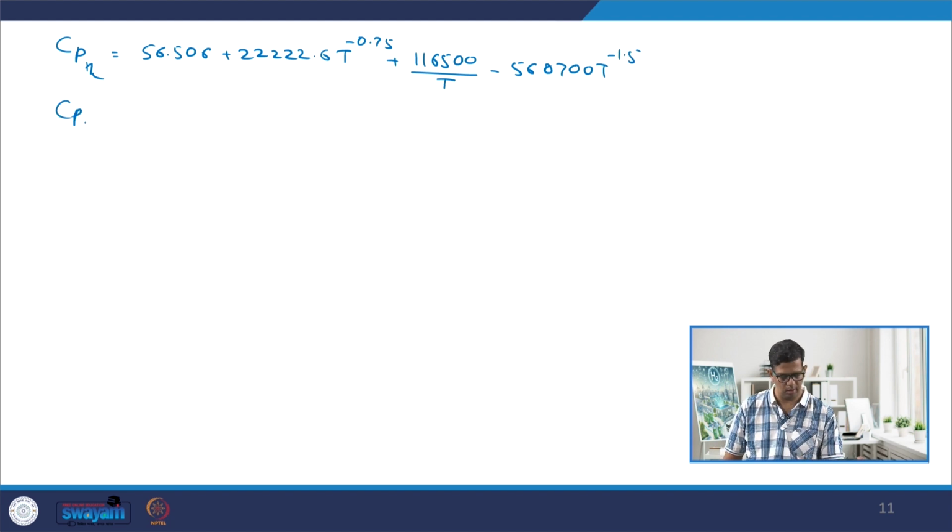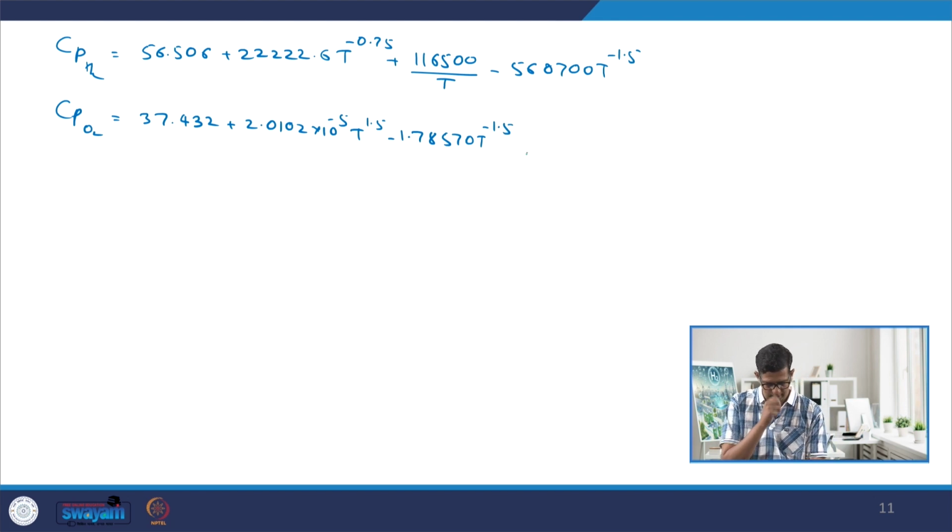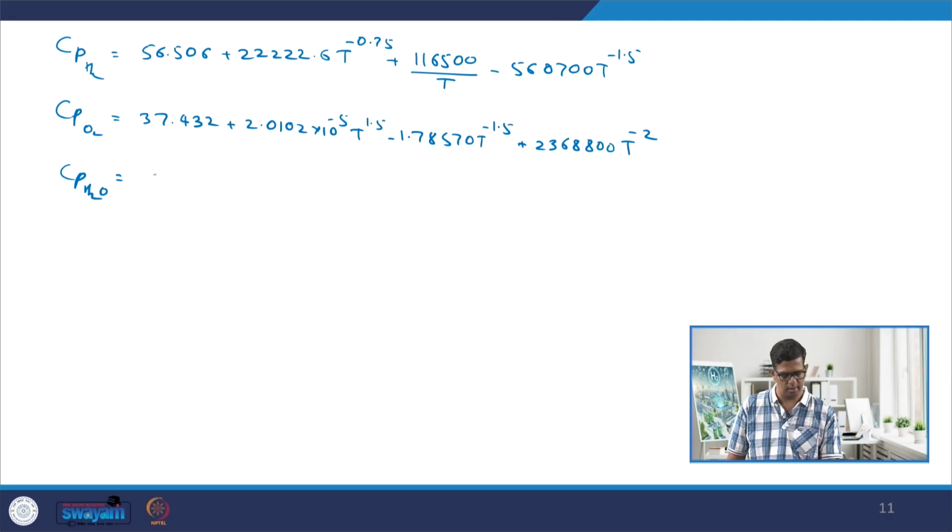What is our Cp of oxygen? It is 37.432 plus 2.0102 into 10 to the power minus 5 times T to the power 1.5, minus 1.7857 times T to the power minus 1.5 and plus 2368800 times T to the power minus 2.